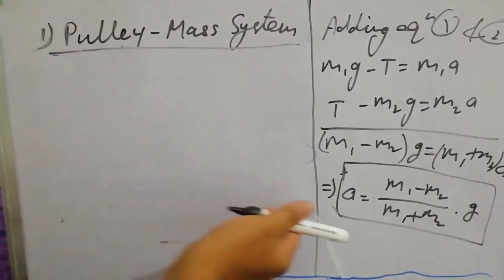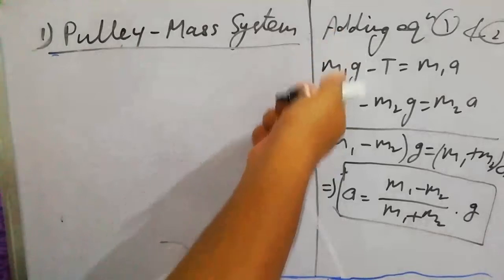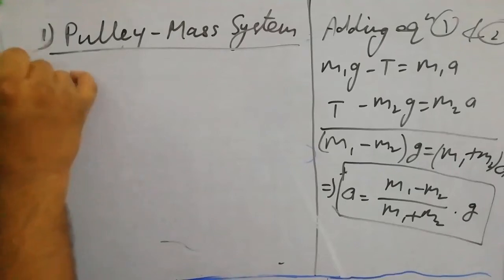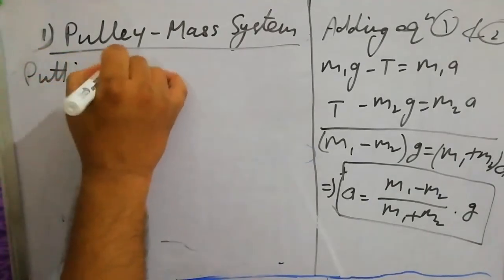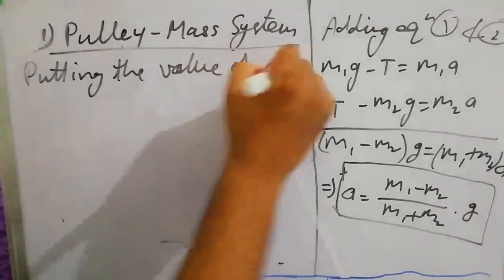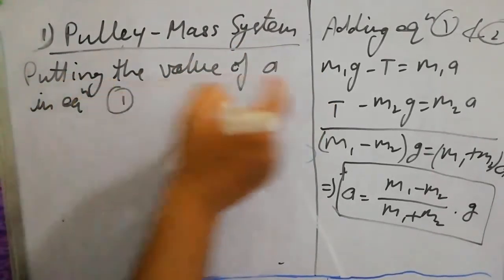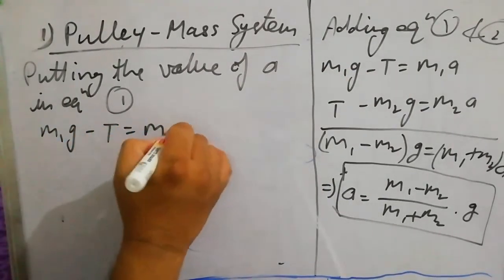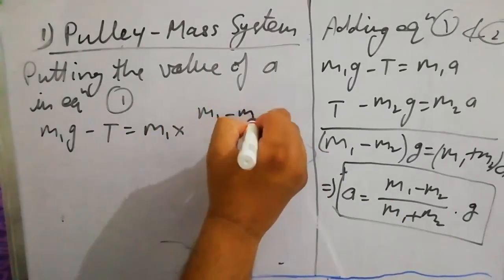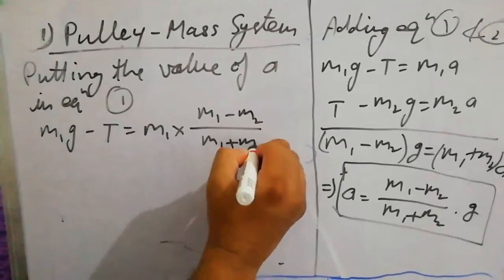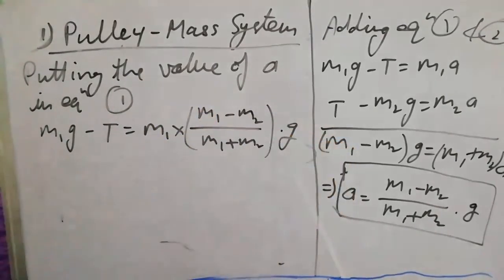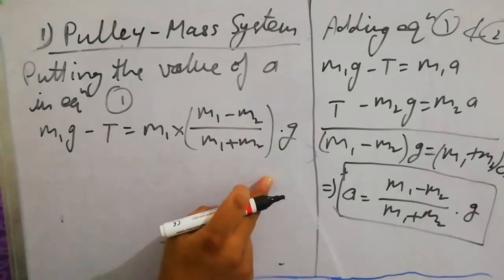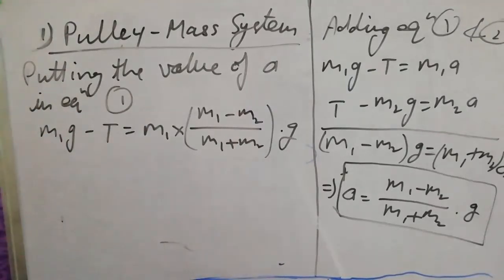To calculate the tension generated in the string, the value of a can be put in either of these equations. Let us put the value in equation first. So we will write it as m1g minus T is equal to m1a, and a is m1 minus m2 divided by m1 plus m2 into g. Now we have to find the tension T, so we can switch this T to the right side, and the whole thing to the left side.